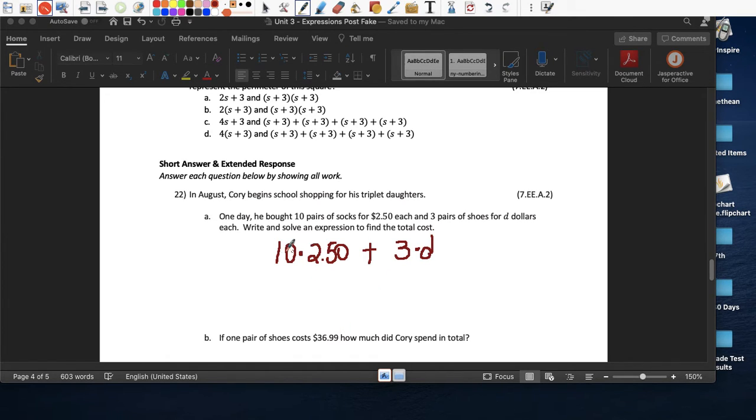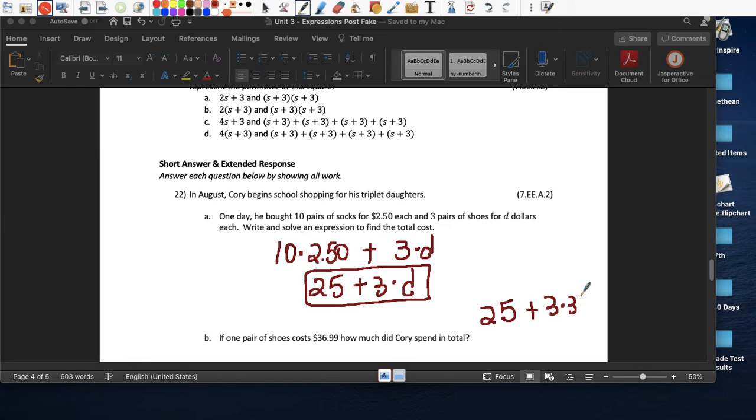So how much is the socks? 10 pairs times 2.50 is 25, plus 3 times the value of the shoe. So this is the expression we're looking for. Now, letter B says if one shoe costs $36.99, how much did he spend? Well, he spent $25 for the socks. He bought 3 shoes, so it's 3 times $36.99. And you can definitely use a calculator for that, which is what I'm going to do. 36.99 times 3 plus 25 is going to give you $135.97, and that's how much he spent.